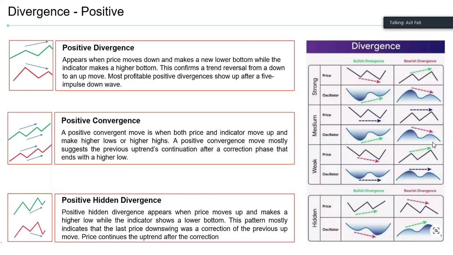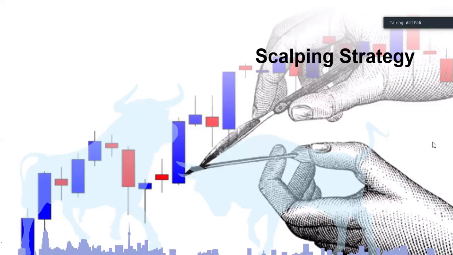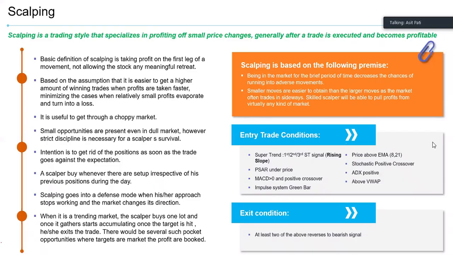I never look at all these divergences and studies. I just have a scan in Spider, and that tells me if there is any divergence, positive, negative, whatever that is there. So yeah, scalping, I will talk about it completely in the end.